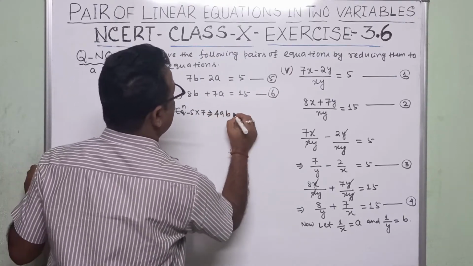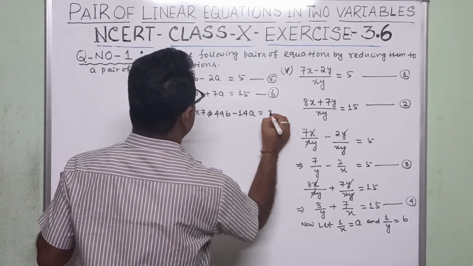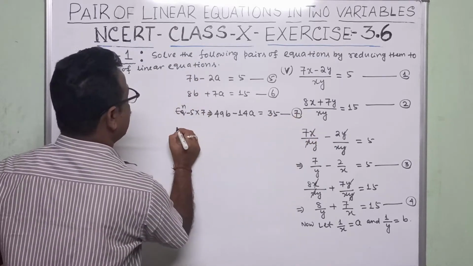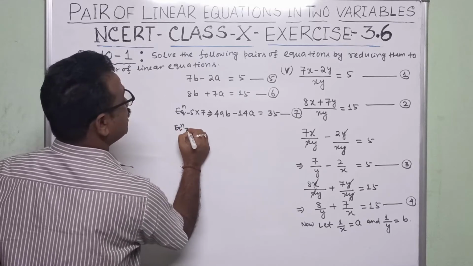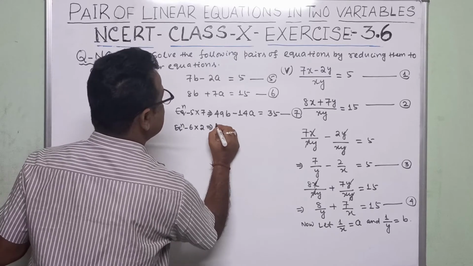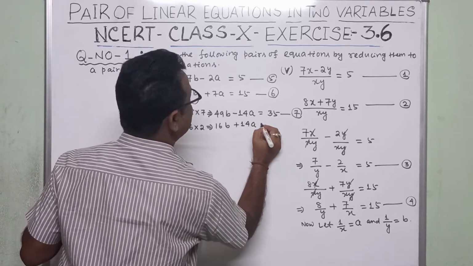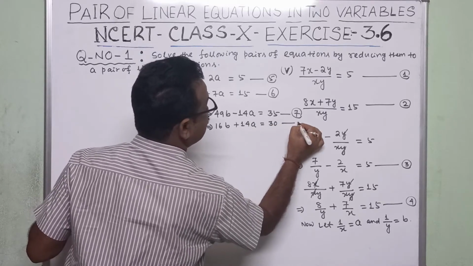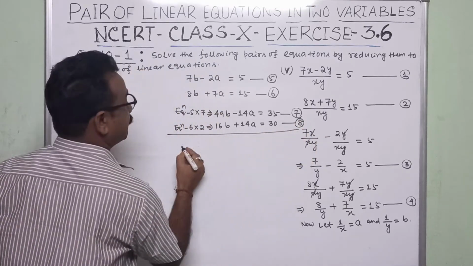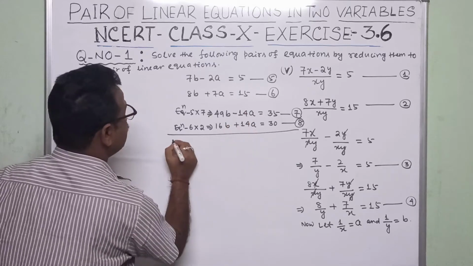49b minus 14a is equal to 35. This is equation 7. Now equation 6 into 2, that implies 16b plus 14a is equal to 30. This is your equation 8. Now adding, we add minus plus opposite side, so addition.